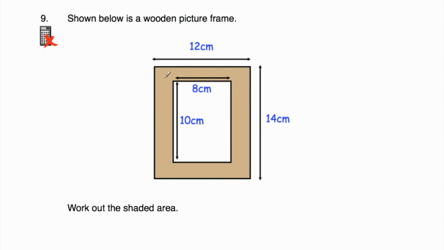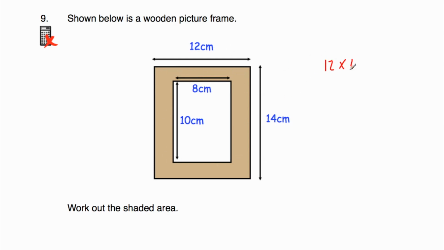So we want to work out the area of the shaded region here. What we're going to do is work out the area of the whole thing, so we're going to do 12 multiplied by 14. Then we'll find the area of this other white rectangle in the middle. So we're going to do 10 times 8, and then we'll take them away to see what's left for the shaded area. So first of all, we need to do 12 multiplied by 14.